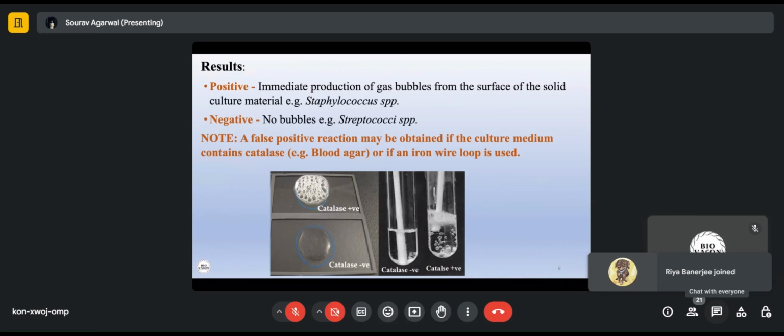Never mind, I'll let you know why we do not use an iron wire. Because when iron comes in contact with hydrogen peroxide, even without the presence of culture media, it is going to release oxygen bubbles. So even if your culture media is not present on the inoculation loop, you will see effervescence, and that is why there are chances you'll get a false positive. That is why we don't use an iron wire loop.